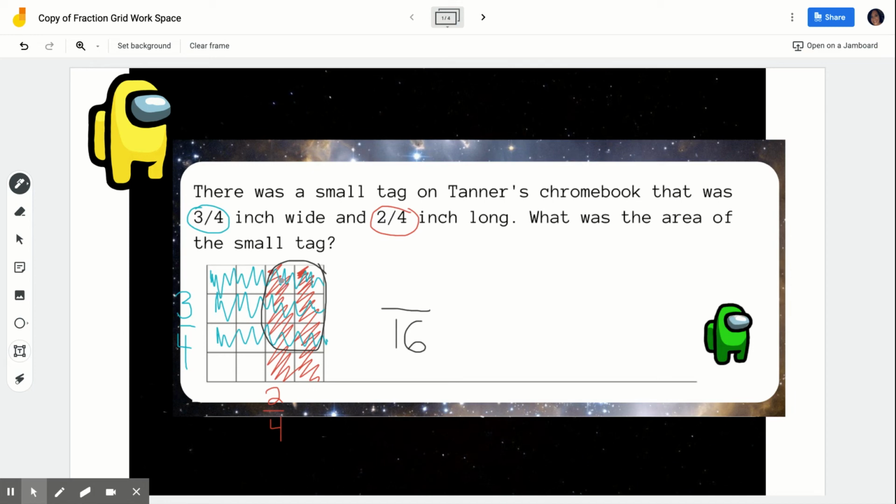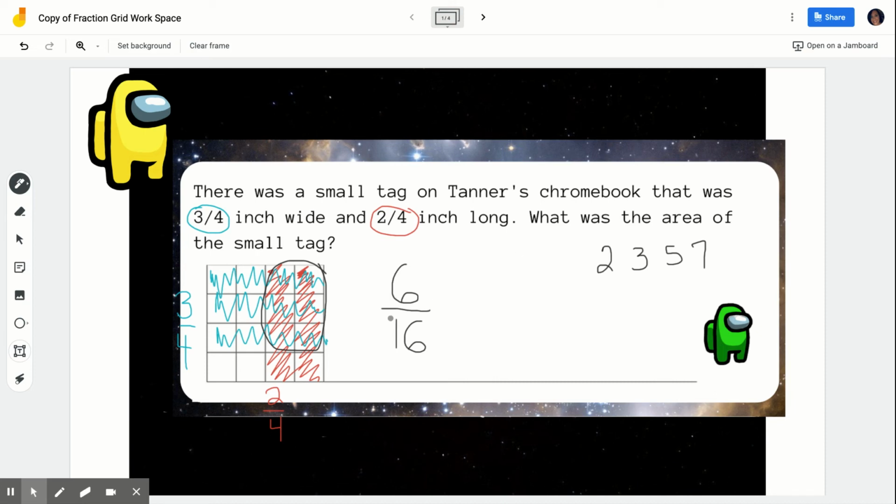So let's count those up to get our fraction here. We have 1, 2, 3, 4, 5, 6. So 6 out of 16 squares had overlapping shading, so our product is 6/16. Now last, we're going to ask ourselves, can this be simplified? We do that by dividing by 2, 3, 5, or 7. Down here in 5th grade, you'll use your greatest common factor when you get up to middle school next year.